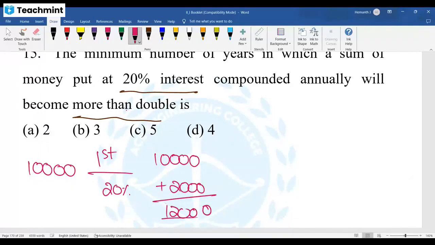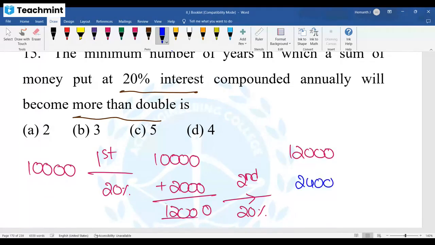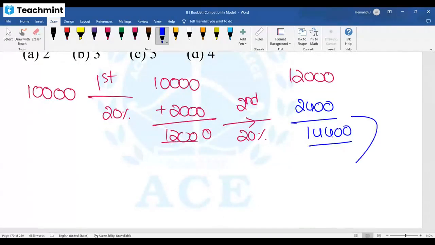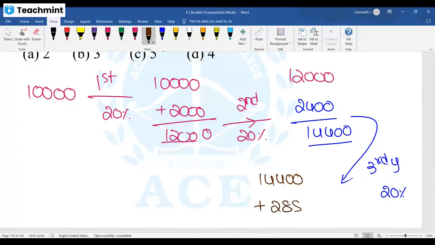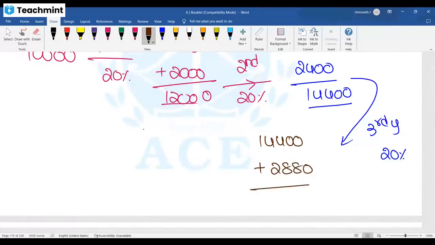First year completed. Second year completed. What is the second year interest? 20%. 12,000, 10% is 1,200, 20% is 2,400. Amount becomes 14,400. It's not double. We want 20,000 or more than that. 2 years completed. Next year, third year. Rate of interest 20%. So 14,400, 10% is 1,440, 20% is 2,880. It becomes 17,280 only.